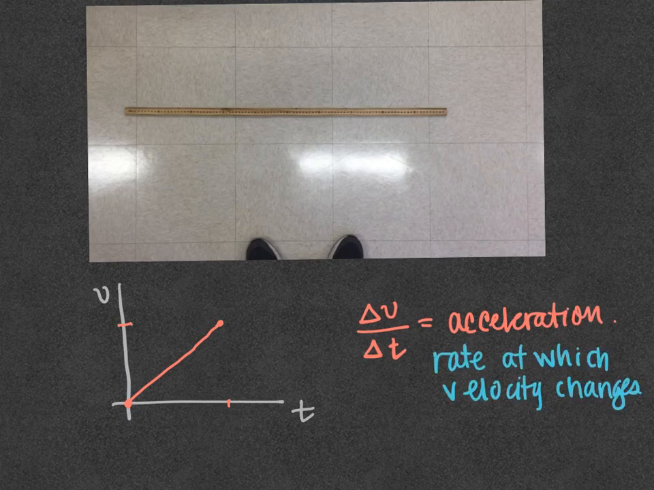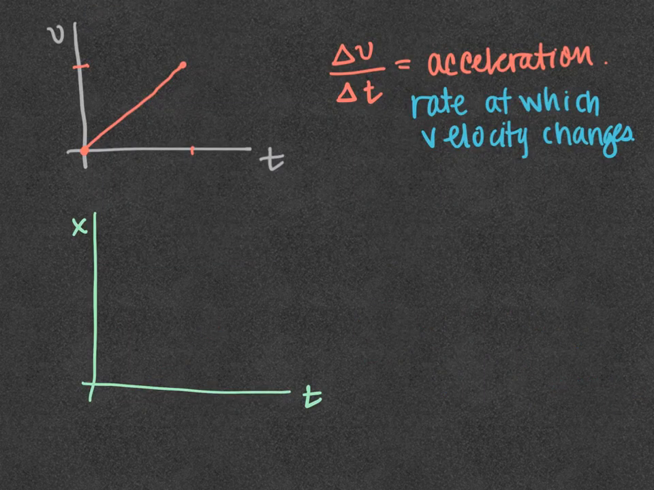So what would that look like on a position time graph? So the slope of a position time graph is velocity. So let's look at a couple of times. In this case, we have 0 time. Maybe we have 1 time, time 2, time 3, and time 4. So down here we would have 0 time, and then 1 time, 2 time, 3 time, 4 time.